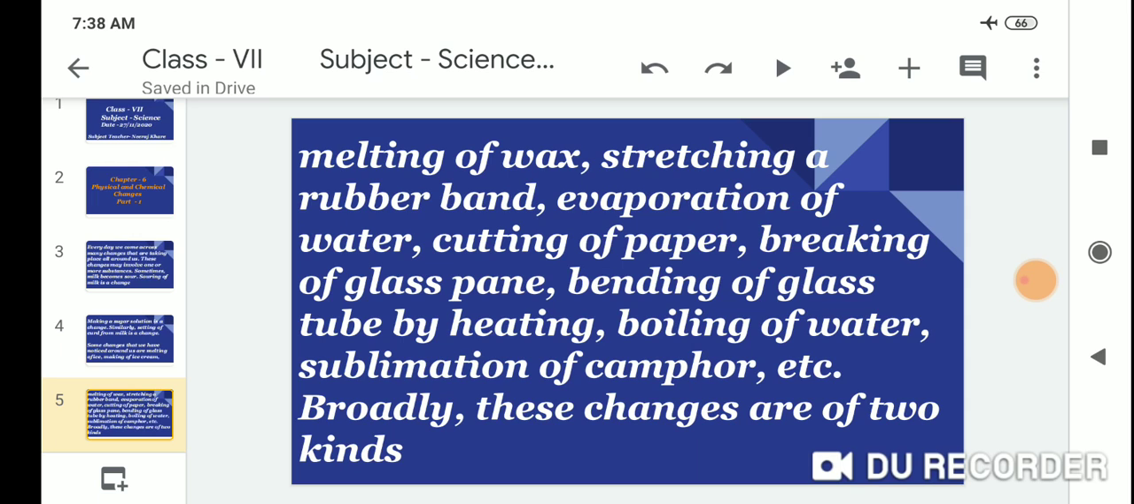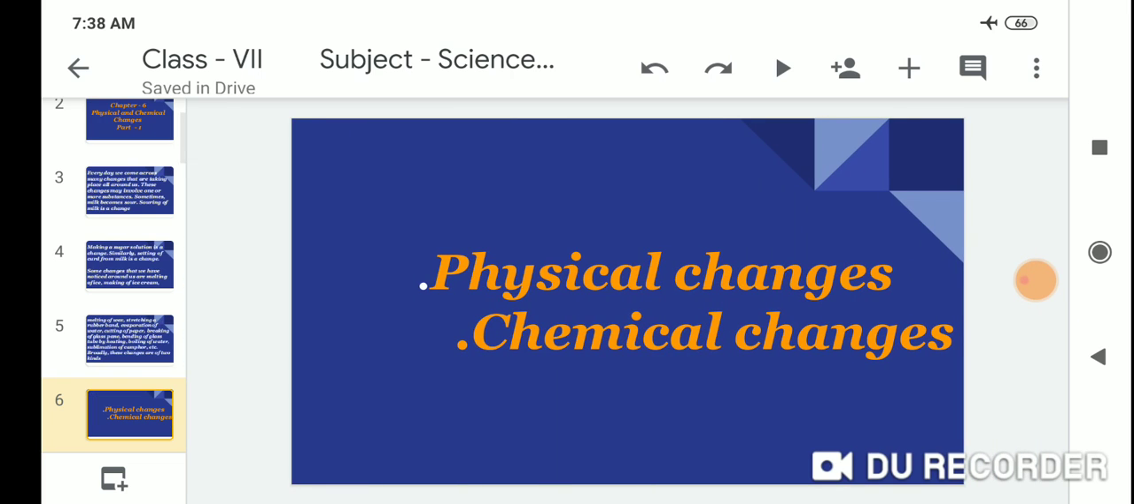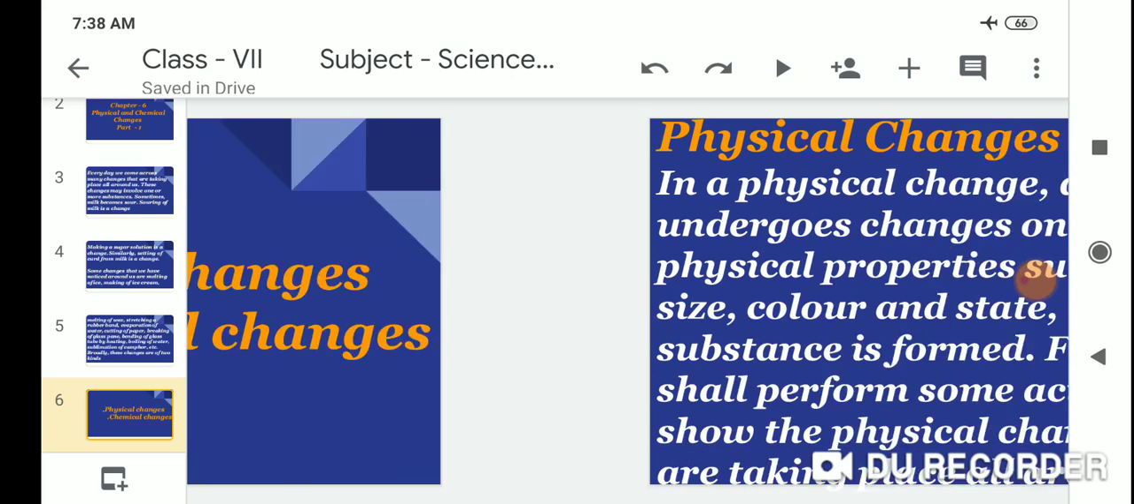Broadly, these changes are of two kinds. The first one is physical change and the second one is chemical change. Two kinds of change: physical change and chemical change.